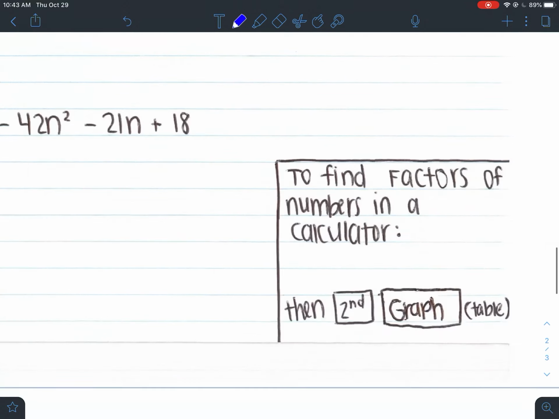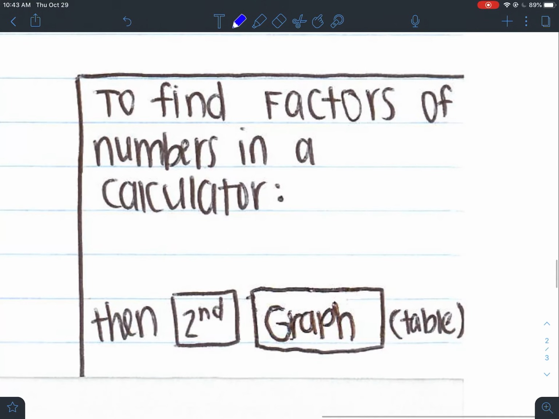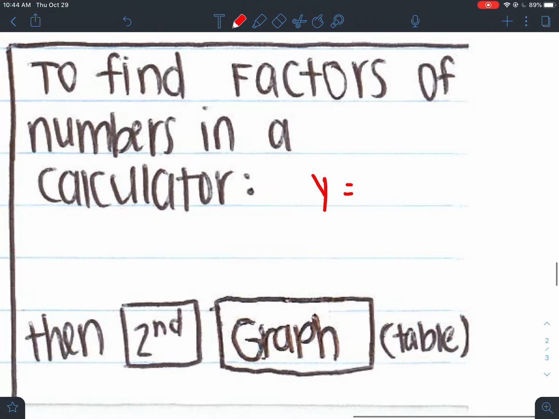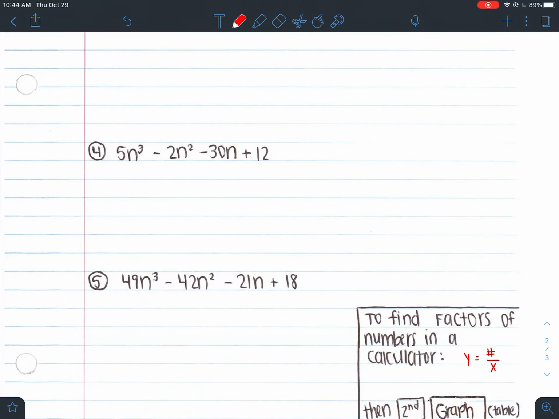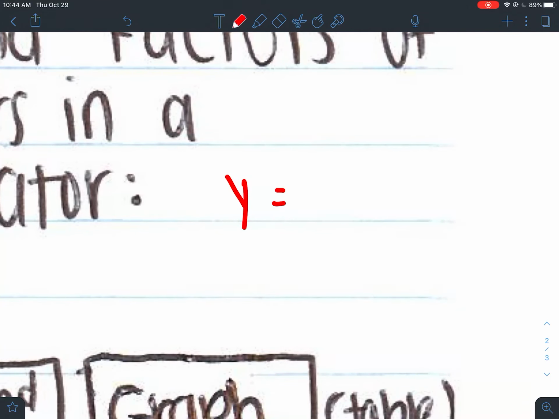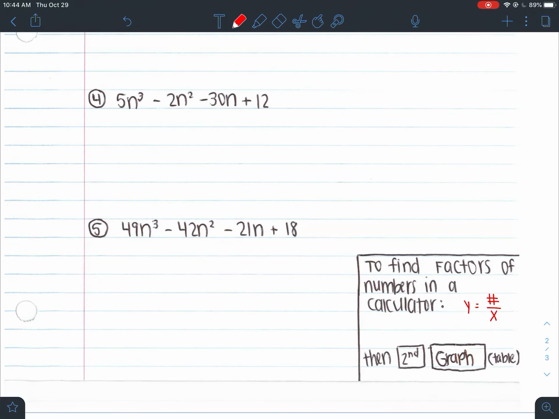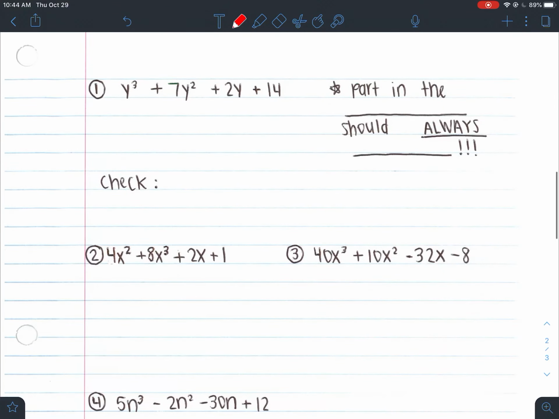Okay, and again, there's a trick to find factors of numbers in a calculator. Now, I will show this to you in person if you are interested, but essentially we went over this in the other set of notes, and that is just that you would do y equals x squared, a number over x in your calculator for however many numbers you have. So again, I'm not going to go over that in the video, but if you are curious, it's number over x. Okay, but if you're curious, you can come see me in person and I'll help you out with that. All right, number 1.